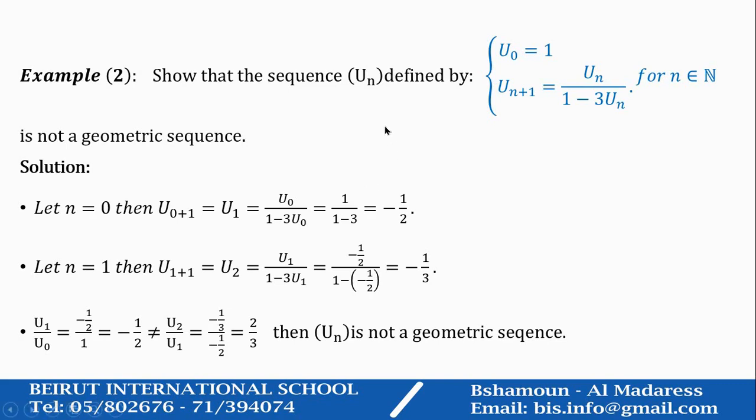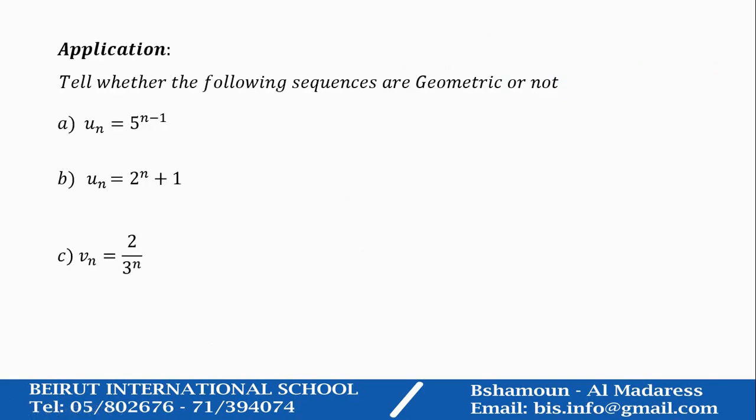Another example to show that a sequence is not geometric is we have U0 is 1 and Un plus 1 equals Un over 1 minus 3 Un. To prove it is not geometric, as we said, you find three consecutive terms. Starting with U0, because we have U0 equal to 1, starting with n equals 0, you substitute. You put 0 instead of n, you substitute the value, you end up with U1 equals minus half. For n equals 1, you end up with U2 equals minus 1 over 3. Obviously the ratios are not equal, so the sequence is not geometric.